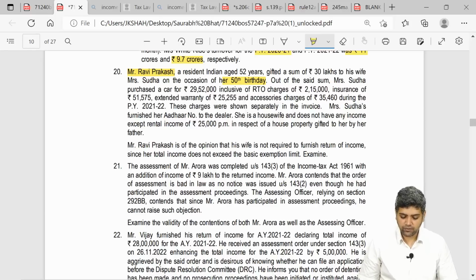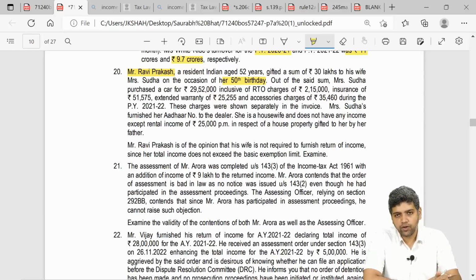Mr. Ravi Prakash is of the opinion that his wife is not required to furnish return since her total income does not exceed basic exemption limit. Examine. Now first and foremost on your calculator friends, my request is take 25,000 rupees because that's her only income multiplied by 12, that is 3 lakhs, and from rental income you get a standard deduction of 30%. So the net income under the head house property is 2,10,000. Does it exceed basic exemption limit?